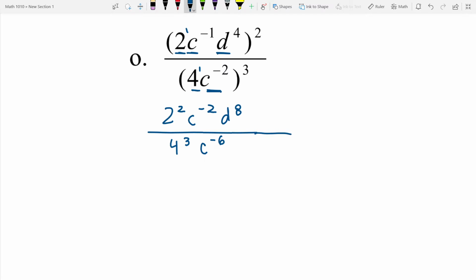Now let's move our negatives. So see this c to the negative 6? Let's pull it up, and it's a c to the positive 6th. The c to the negative 2nd on the top comes down and becomes a c to the positive 2nd. So on the top, 2 to the 2nd is a 4. On the bottom, 4 to the 3rd is 64. And then I have a d to the 8th on the top. Then look at your c's. 6 on top, 2 on bottom. That leaves me 4 on the bottom.